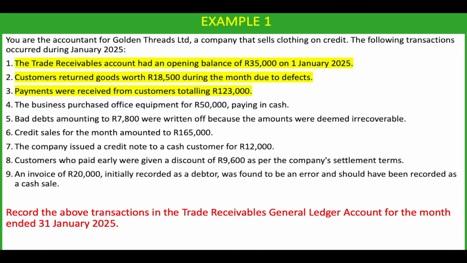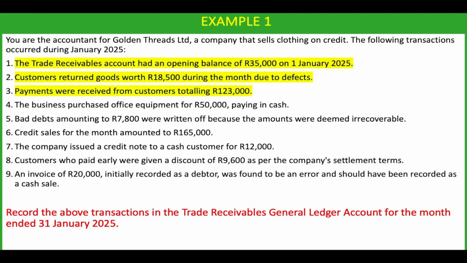Okay, I hope you've attempted the entire paper, so let's go ahead and see how you have done. Number 4, the business purchased office equipment for 50,000 rand, paying in cash. Does this affect our trade receivables? And I should have said this. The first question you always ask yourself is, does this affect my trade receivables T account? Okay, and that's for any T account really. You want to ask yourself, is it affecting my T account?